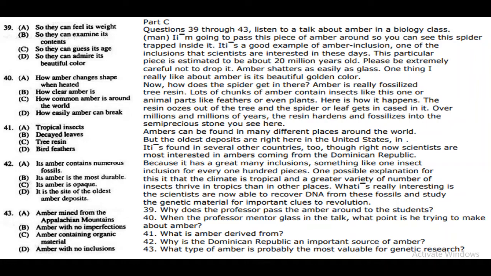Part C. Directions. In this part of the test, you will hear several short talks. After each talk, you will hear some questions. The talks and the questions will not be repeated. After you hear a question, read the 4 possible answers in your test book and choose the best answer. Then, on your answer sheet, find the number of the question and fill in the space that corresponds to the letter of the answer you have chosen.